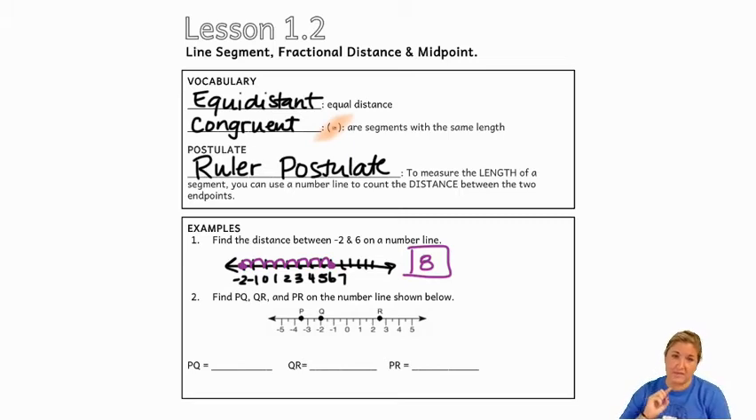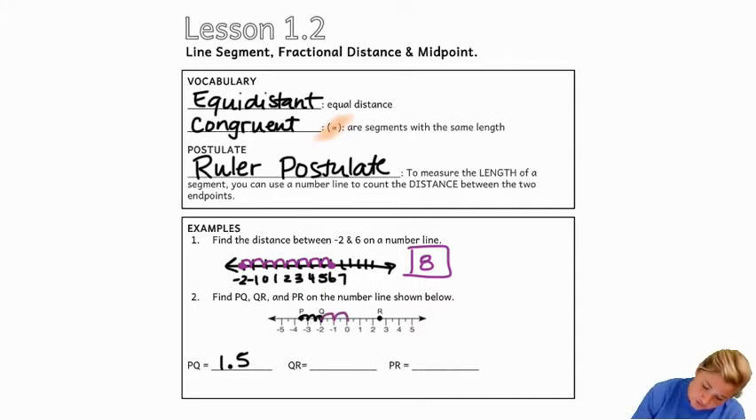Okay, so we're going to find the measurement of PQ, of QR, and then PR from this number line. You'll notice that each little tick mark is actually a half, so you want to pay attention to that. If I'm counting in between, this is a half, this is 1, this is 1.5. So between P and Q, it's 1.5. Between Q and R, here's 1 and 2 and 3 and 4.5, since each one is 0.5. Then to go from P to R, this is a half, that's 1.5, 2.5, 3.5, 4.5, 5.5, and then another half makes 6.